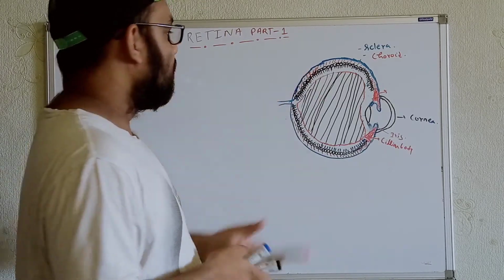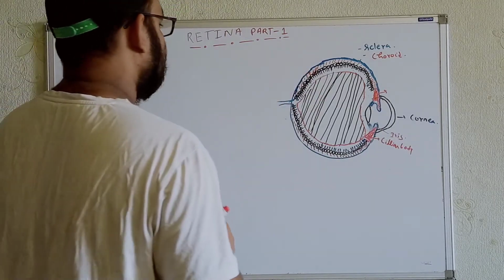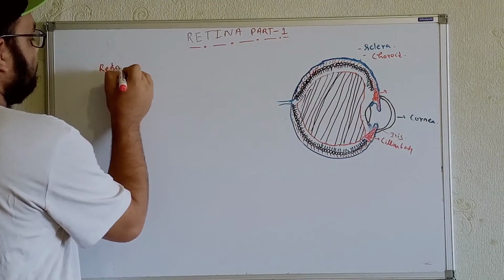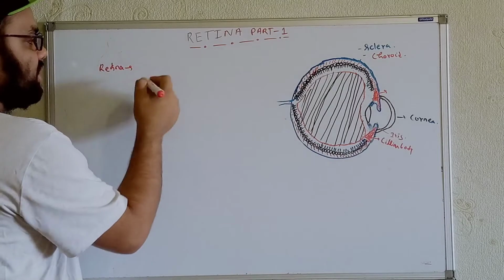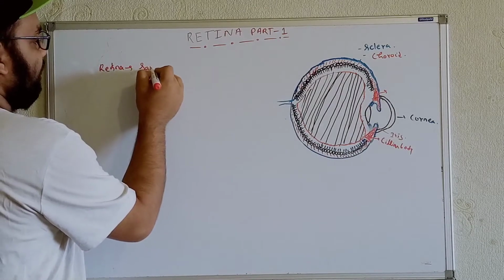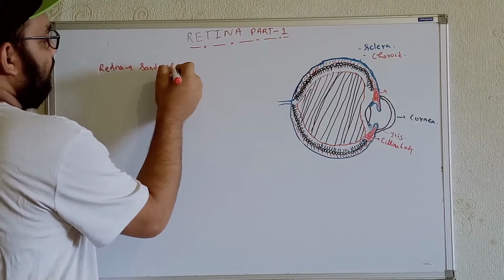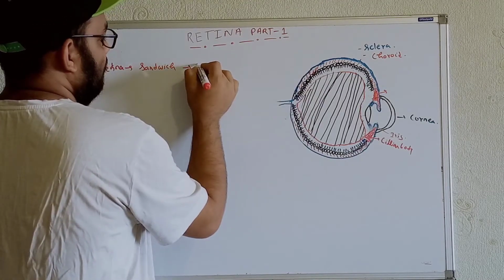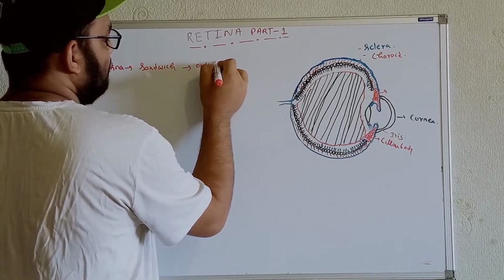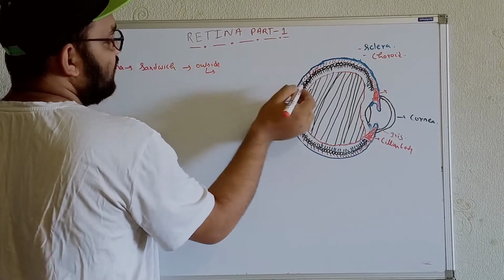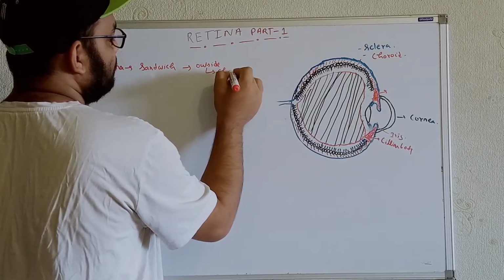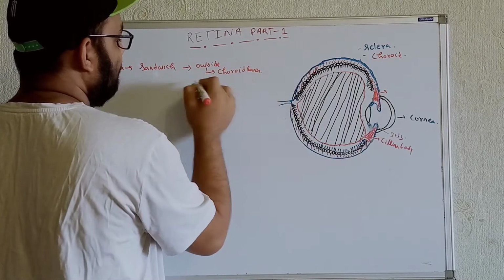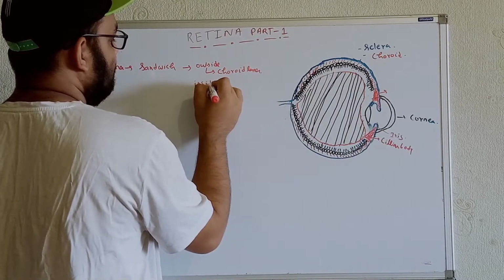So if we see the exact location of the retina, the retina is in a sandwich in between. Outside we get the choroid layer, and inside we get the vitreous humor.